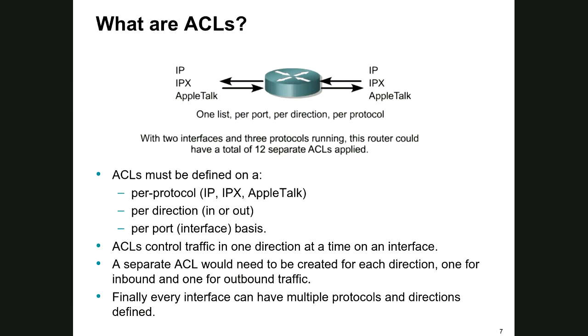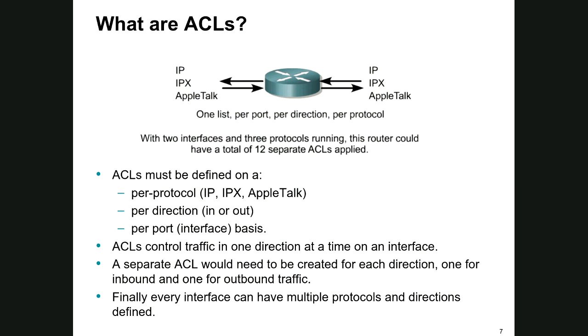Access control lists work one direction at a time on the interface. I could define one in the inbound direction or the outbound direction, but I can only have one inbound on the interface port. So on this graphic at the top, I can have one IP version 4 access control list in the inbound direction and one in the outbound direction, and on the interface on the right, one inbound and one outbound.